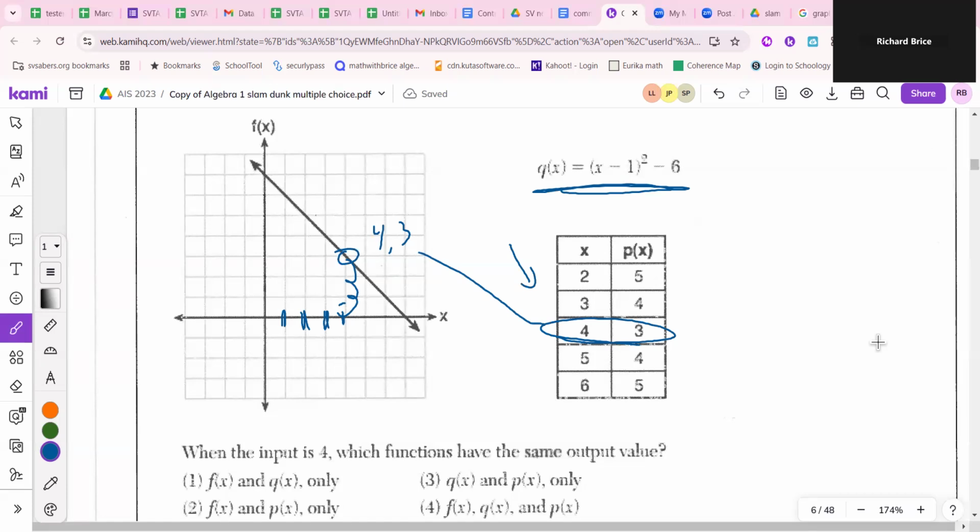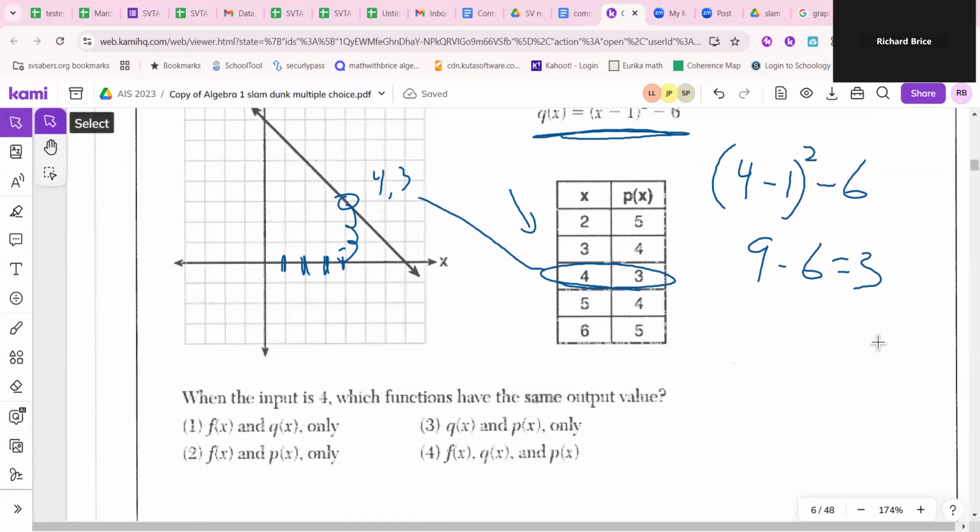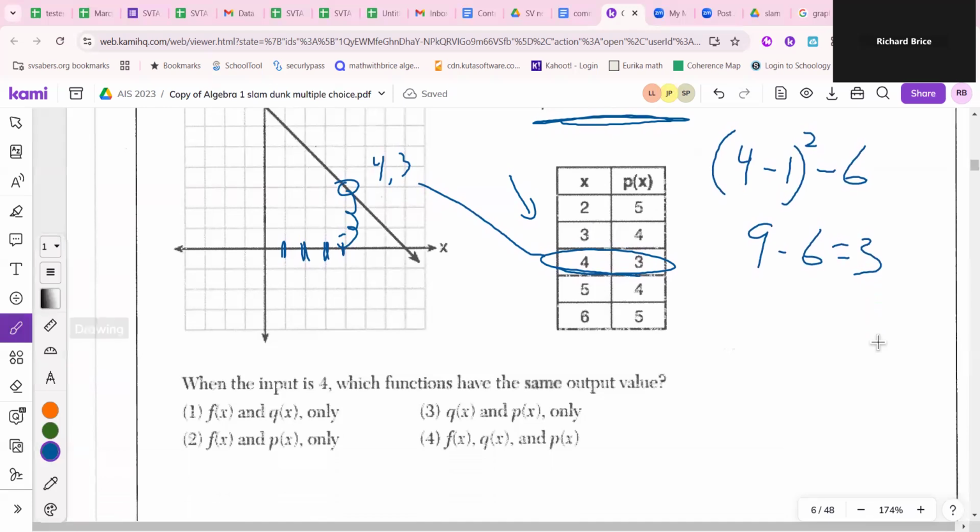Let's plug in 4 into your calculator. You type it in exactly the way that looks. This is 9 minus 6, which is 3. How about that? They have 4, 3, 4, 3, and 4, 3. All of them have the same output.